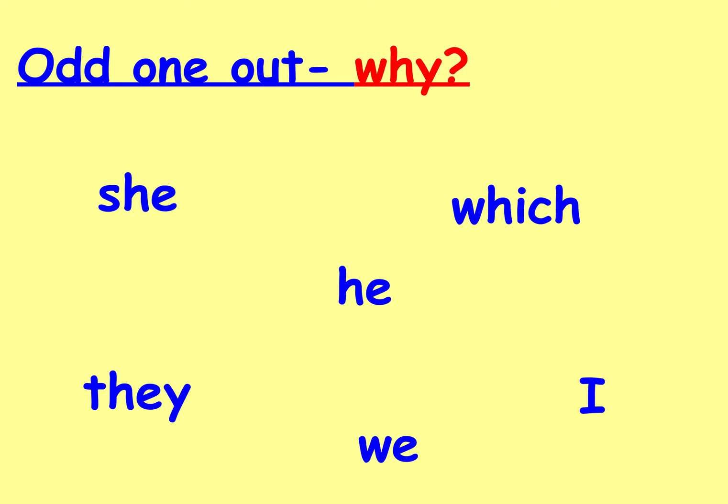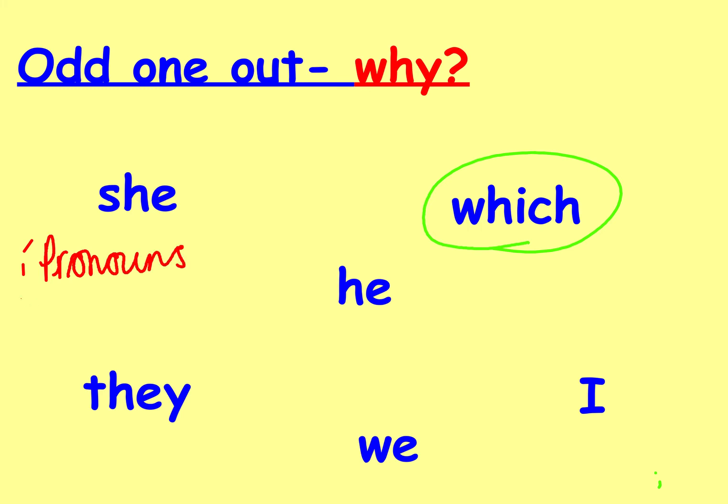Okay, did we manage to work that out? Which is my odd one out? But why? What are all the others? What are she, he, they, we and I? Their word classification are... Oh, my pen's not liking it. Pronouns.